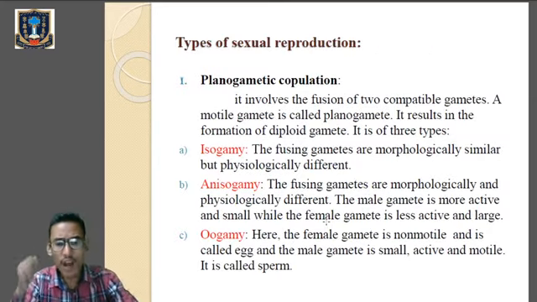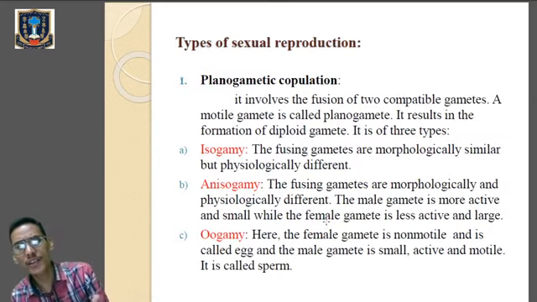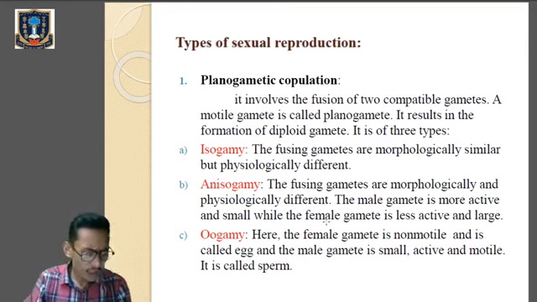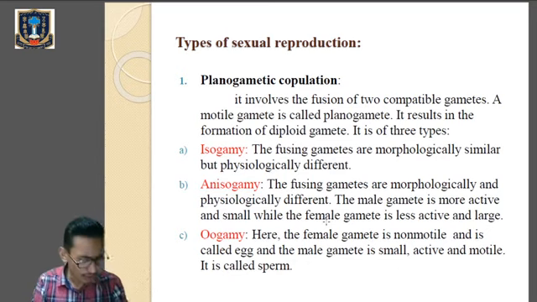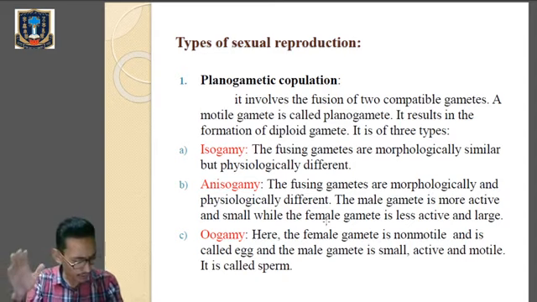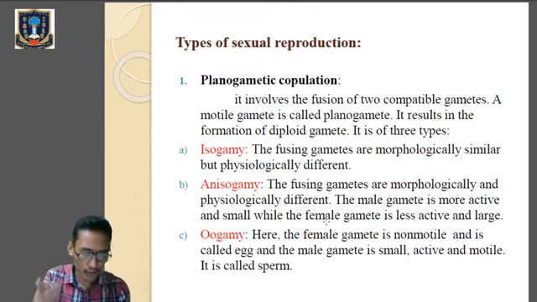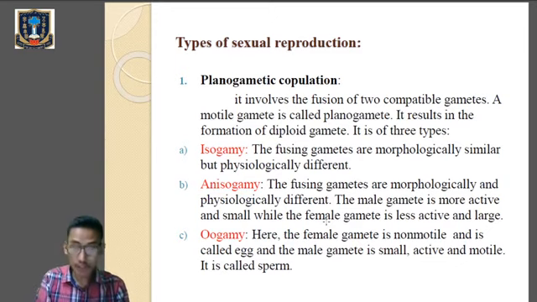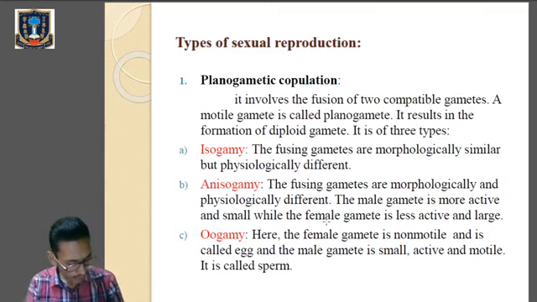Clear? Now we will see the types of sexual reproduction in fungi. We have different types of sexual reproduction in fungi. We have five types: number one, planogametic copulation; number two, gametangial contact; number three, gametangial copulation; number four, spermatization; and number five, somatogamy.